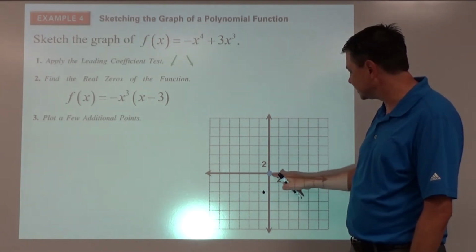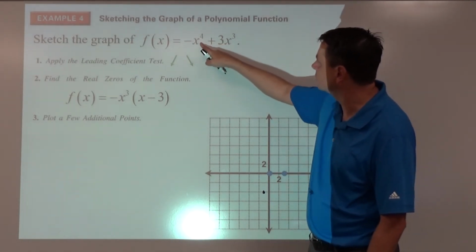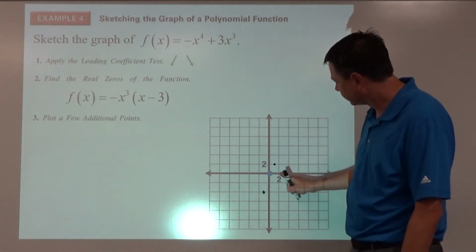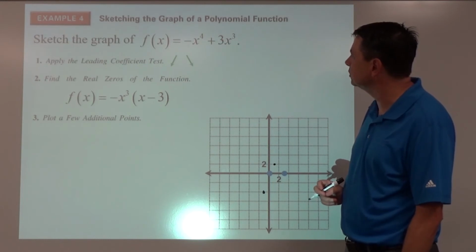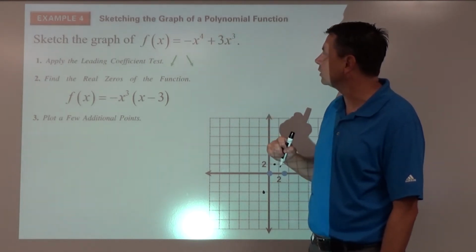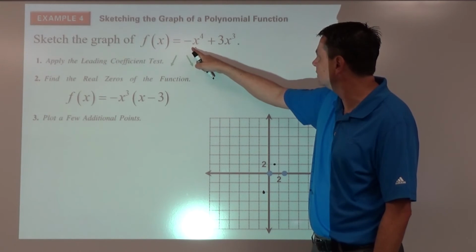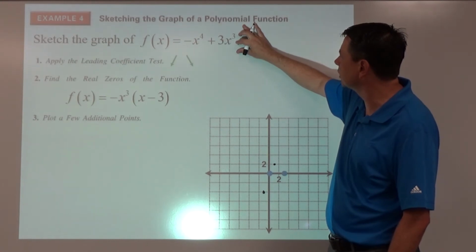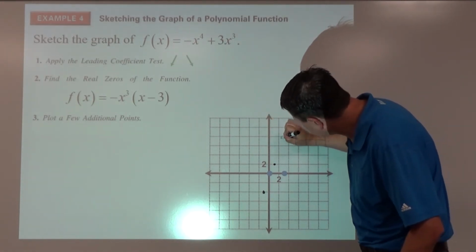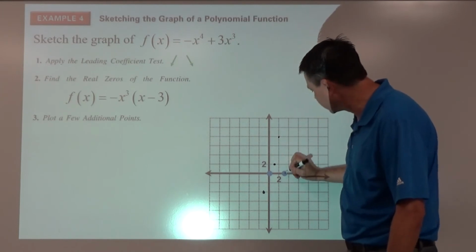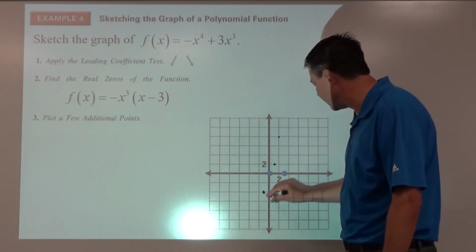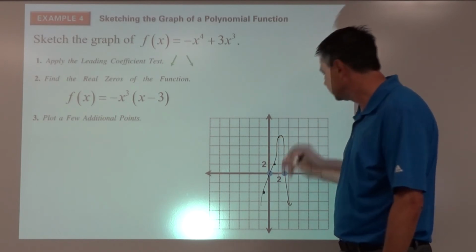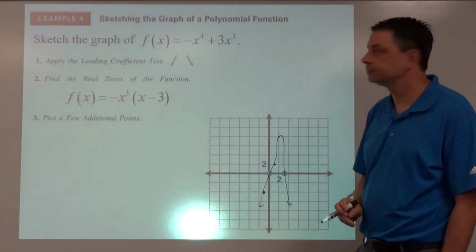Definitely going to be interesting to see what's happening here. So if we plug in a 1, negative 1 plus 3 is 2. Probably also good to know what's happening at 2. 2 to the fourth power is 16, so negative 16 plus 3 times 8, so 24 and 16, it's 8. So it goes up quite a bit there. It's going to come back down. At least with those, we have a better idea of what's happening in some of the other places.